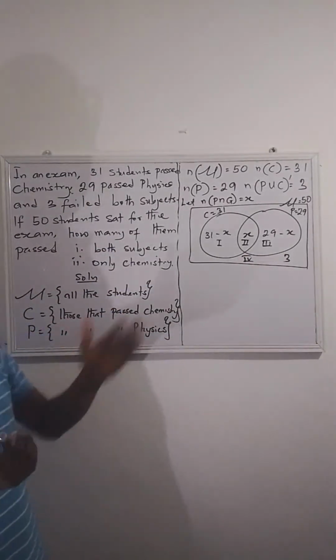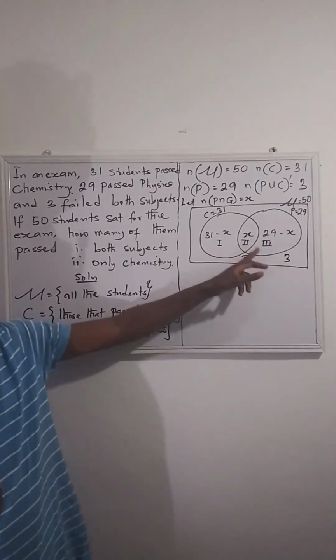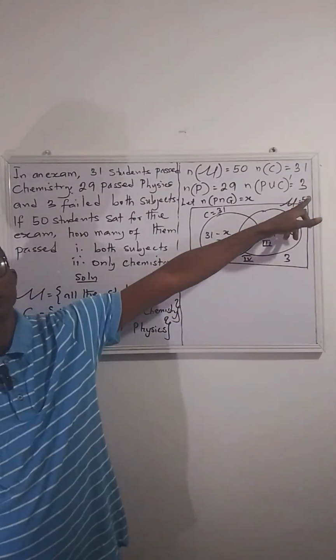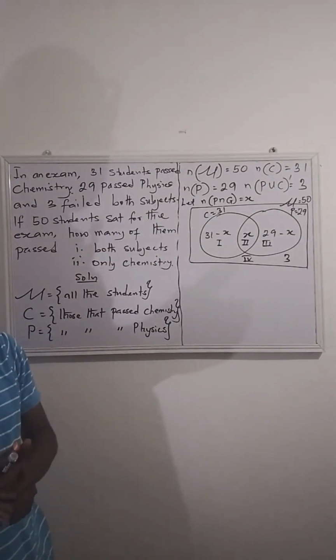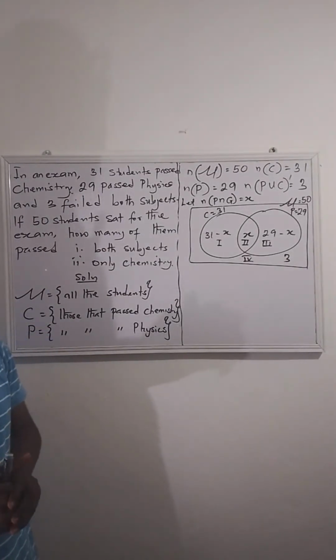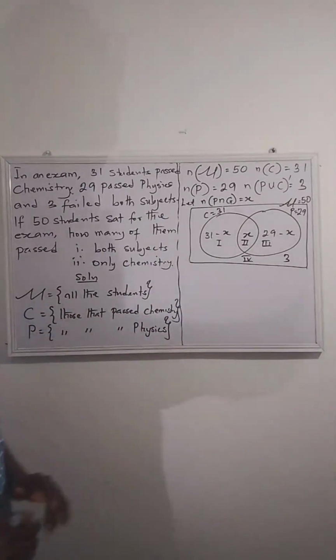So what we have to do now is add the 4 parts and equate it to the universal set. It's as simple as that. That's what we just did the other time. Okay, so now let us add the 4 parts.